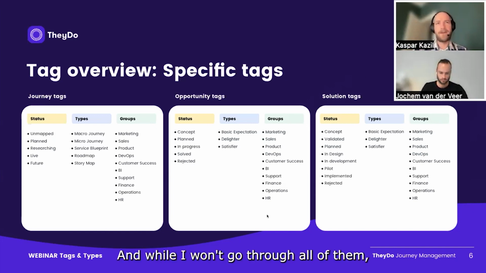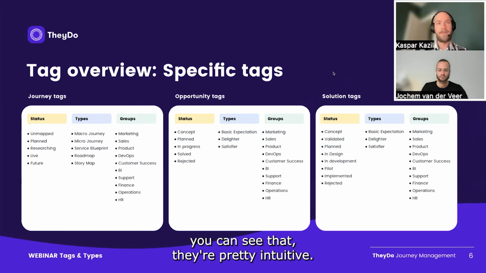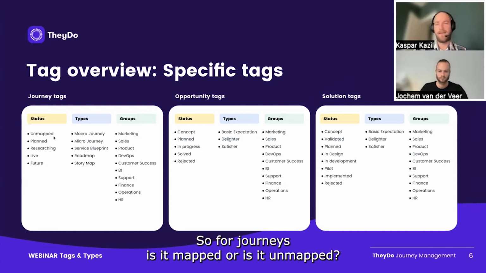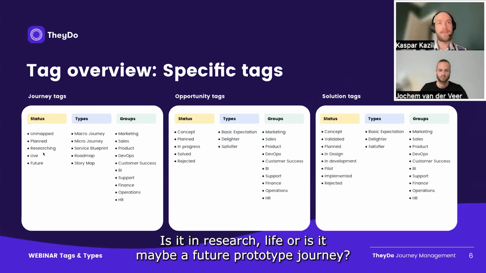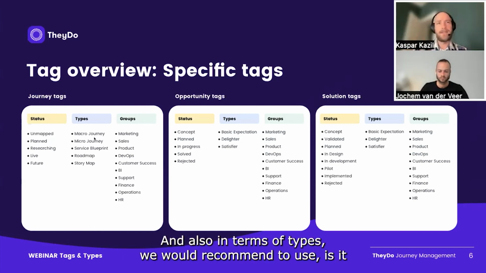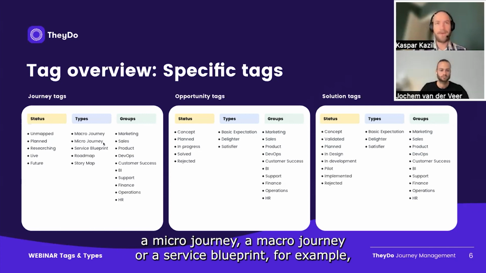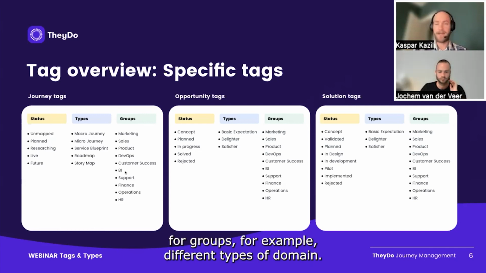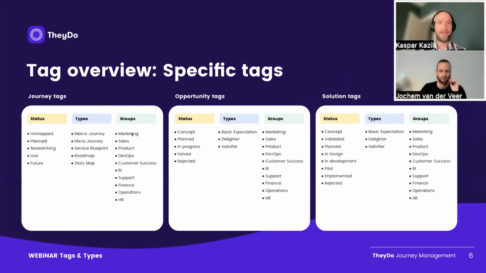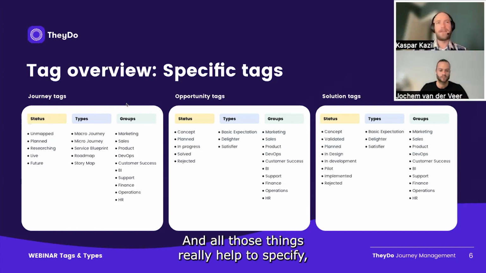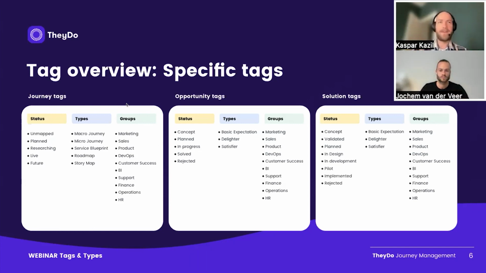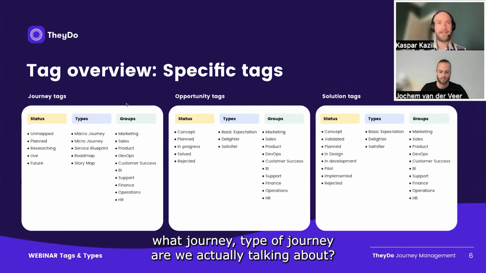I won't go through all of them, but you can see that they're pretty intuitive. For journeys, we have: is it mapped or unmapped? Is it in research, live, or maybe a future prototype journey? In terms of types, we would recommend using: is it a micro journey, a macro journey, or a service blueprint, for example? And for groups, different types of domains. Is it marketing? Is it sales related? Is it DevOps related, etc.? All those things really help to specify what type of journey we are talking about.